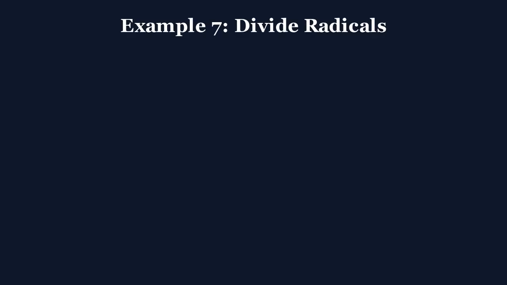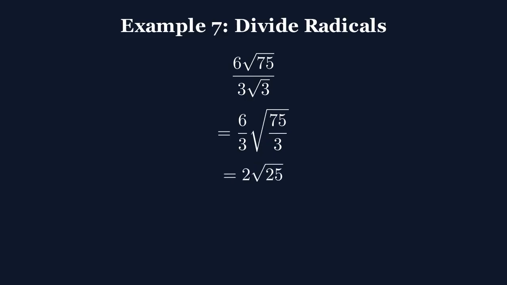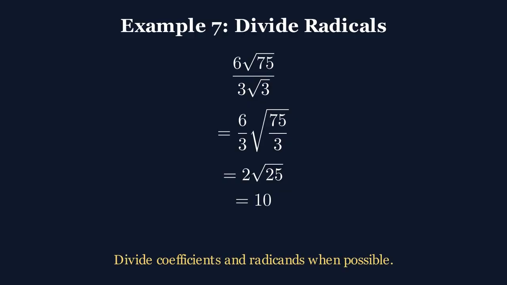Example 7. Divide 6 square root 75 by 3 square root 3. First divide the outside numbers. 6 divided by 3 is 2. Then divide inside the radicals. 75 divided by 3 is 25. So we have 2 square root 25. Square root 25 is 5, so the answer is 10.